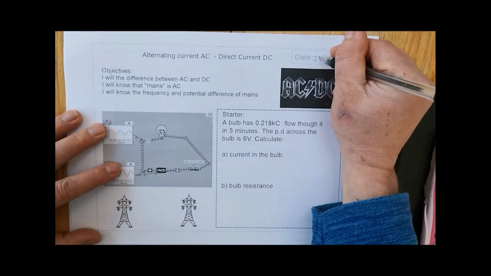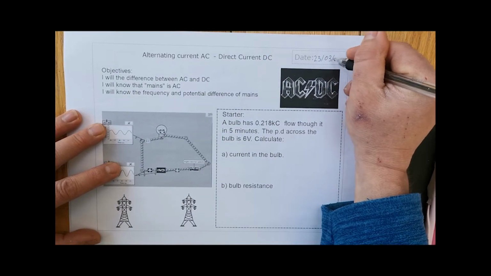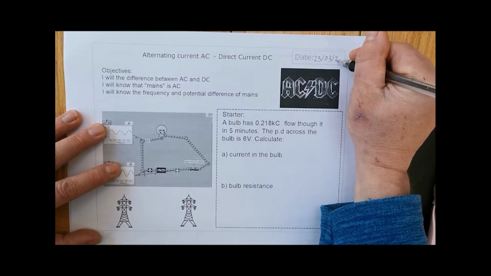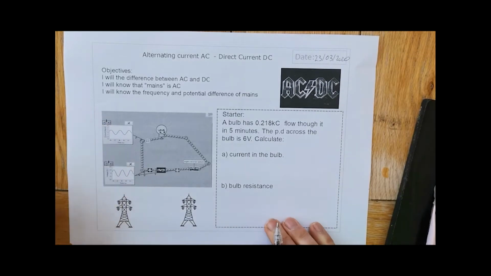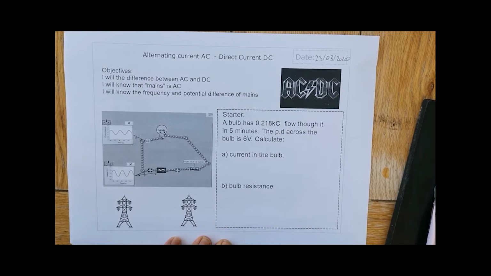So I'm just going to date here today. So you should be doing the same in your booklet as well. And let's have a go at doing this starter. So please, you should be able to do the starter now because we've just done this in Electricity 1. So have a quick look at that, please, and see if you can do it. Hit pause now. Okay, so let's have a go at doing it.